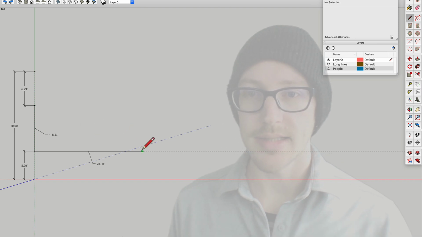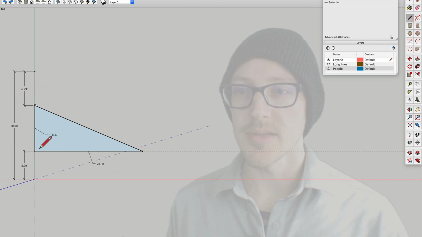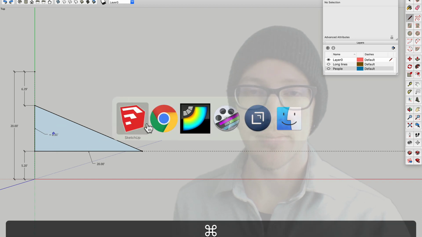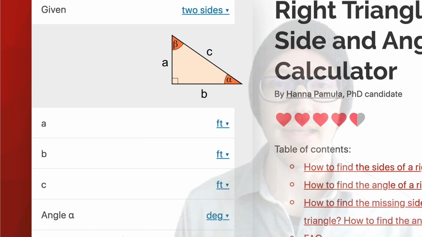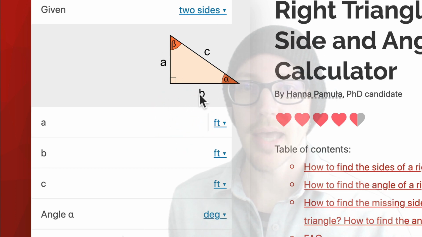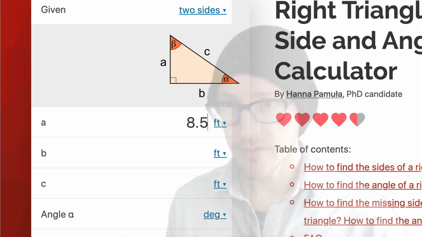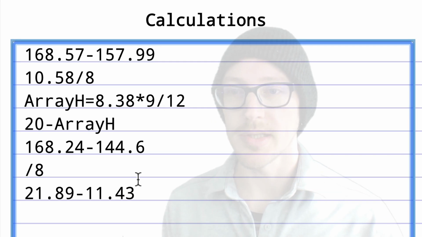And I'll just draw the last line in as a visual aid, but this isn't what we would measure in the field. So all we need is these two sides because this is a right triangle. So 20 and 8.51. Now I'm going to open up a right triangle calculator. This page is a little bit annoying because it has these ads over here, but I like that it updates quickly and dynamically. So A and B, 8.51 and 20. And you notice I have this set to two sides. This tells us that the internal angle that we need is 23.05. So I'll put this back here on my notepad.